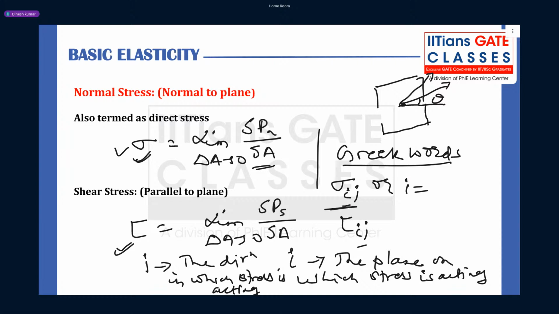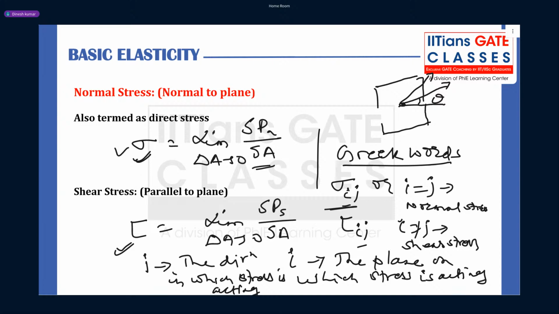Now if I equals j, what does it mean, guys? If I equals j, it's a normal stress. Okay. If I is not equal to j, it's a shear stress. Okay. Clear everyone? What this notation means? So if you guys have any doubt, can quickly ask. Yes, Avdesh, if any doubt, quickly ask.